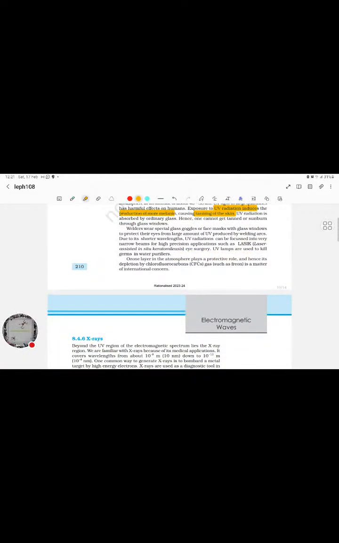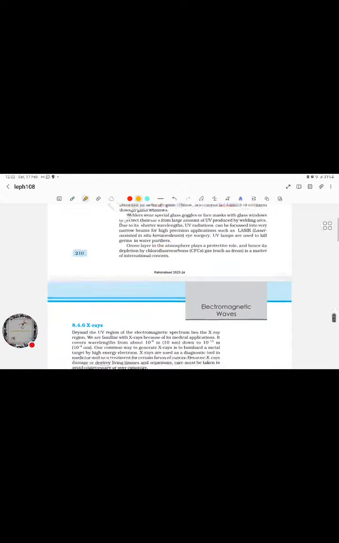Laser eye surgery, that's what they're trying to say. So basically they have a high amount of energy which can be directed at one particular point so that it can be used for various uses. UV lamps are used to kill germs in water purifiers. The ozone layer in the atmosphere plays a protective role.